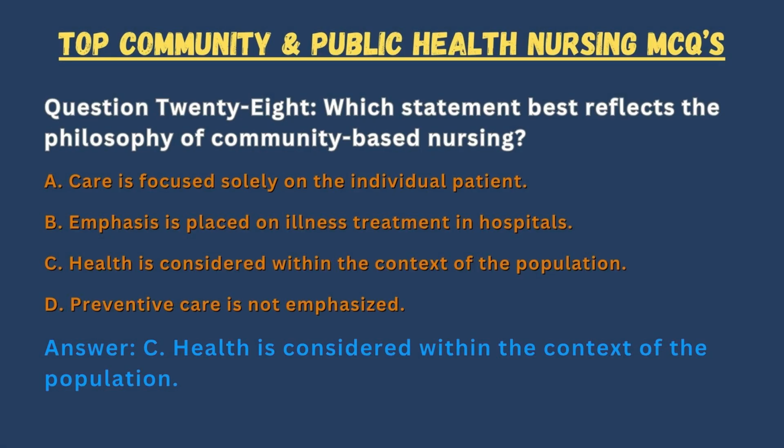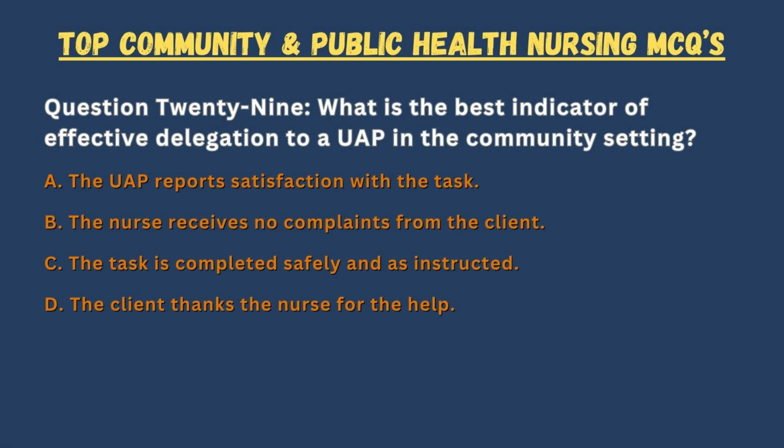Answer: C. Health is considered within the context of the population. Question 29. What is the best indicator of effective delegation to a UAP in the community setting? A. The UAP reports satisfaction with the task. B. The nurse receives no complaints from the client. C. The task is completed safely and as instructed. D. The client thanks the nurse for the help.